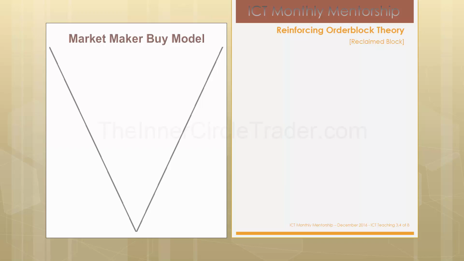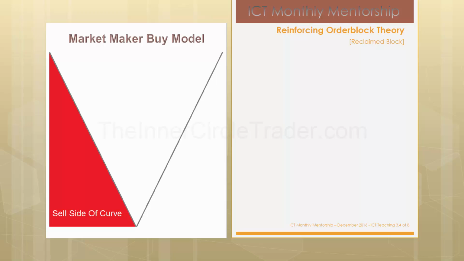But the idea is we're going to be anticipating that market move lower, and you can anticipate it and watch it go lower and be short. Or if the move has already transpired, if you have seen the decline down into a support level, we can start looking at specific levels to watch for reclaimed order blocks. First, we have to understand the sell side of the curve on a market maker buy model. That's the drop down into that support level before we see the move higher.